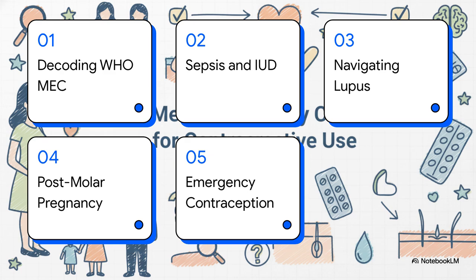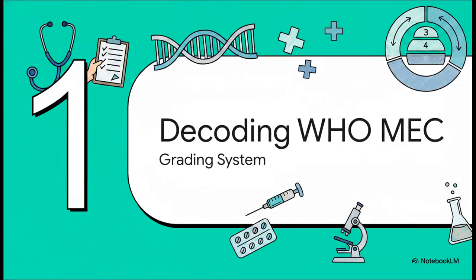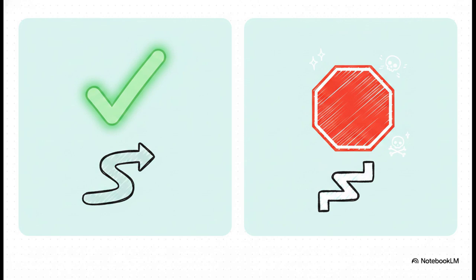Let's get to it. Okay, Section 1. Decoding the WHO MEC. Let's dive right in and establish the ground rules for our clinical rounds today. So, the WHO MEC uses a 4-tier system, right? But today we're really just focusing on the extreme ends.